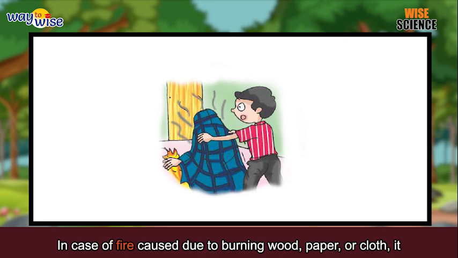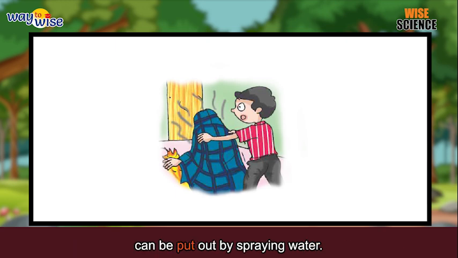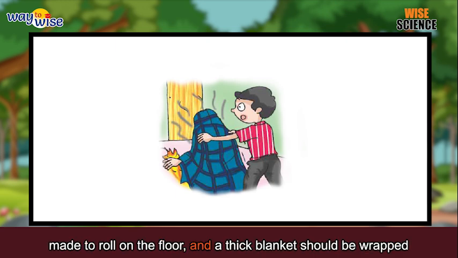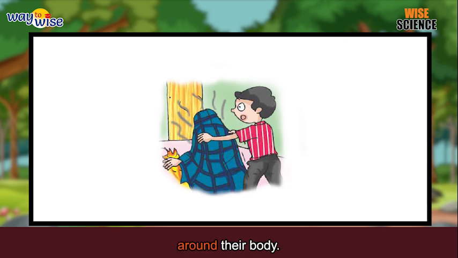In case of fire caused due to burning wood, paper, or cloth, it can be put out by spraying water. In case a person's clothes have caught fire, they should be made to roll on the floor and a thick blanket should be wrapped around their body.